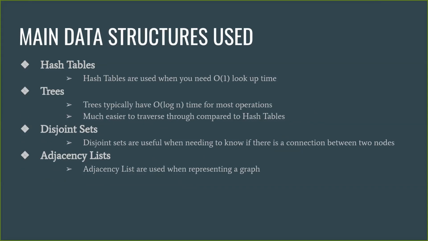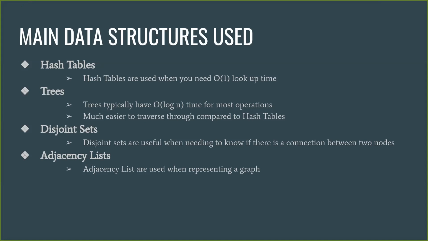The main data structures we used were hash tables, trees, disjoint sets, and adjacency lists. Basically, a hash table is going to be used when you have a lot of data and you need to look up a value based off a key in constant time. We use them all throughout our project.